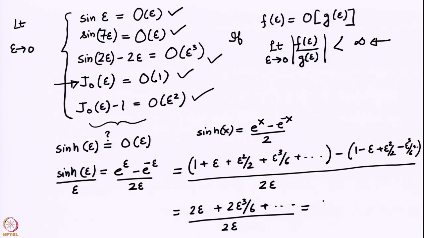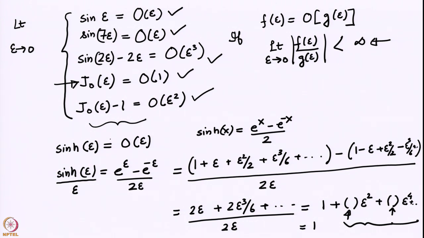And you can see that the first term is 1 if I divide by the denominator, and then there are more terms. The first term will be something into epsilon square. This something is finite, plus something into epsilon to the power 4. So you can see that each of these terms plus dot dot dot, everything here in the limit of epsilon going to 0 is going to 0, and this limit is just going to go to 1. So sine hyperbolic epsilon by epsilon is indeed of the order epsilon.